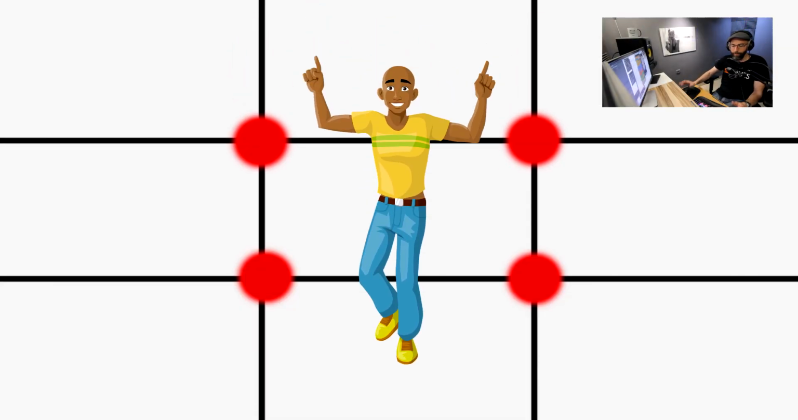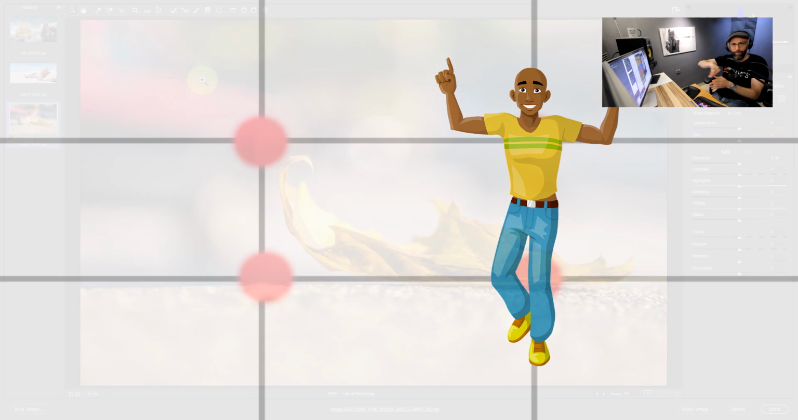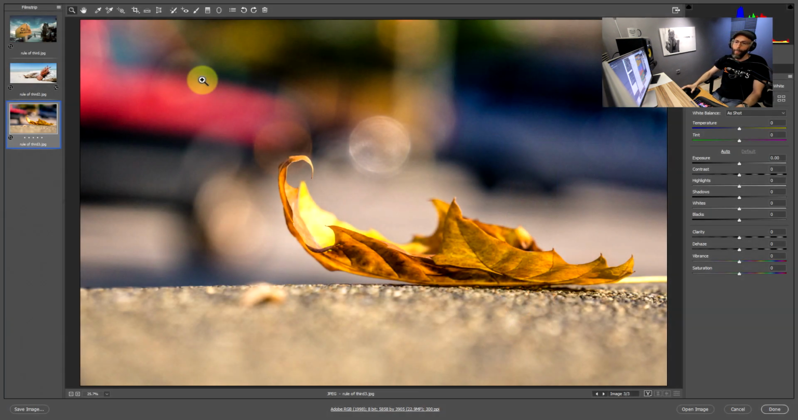In short, move your subjects over to the left or the right, or I guess the reverse, so the left, right, and avoid having them in the center.